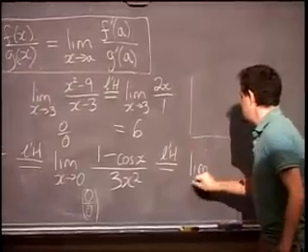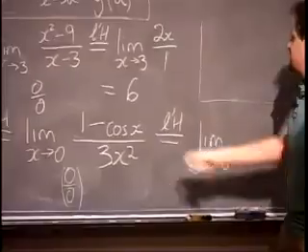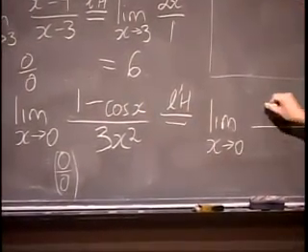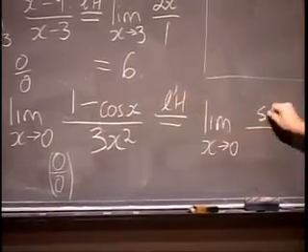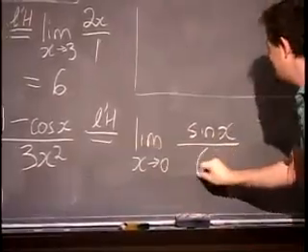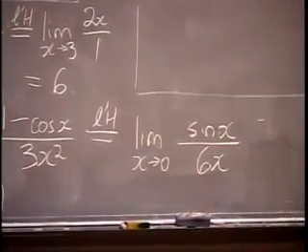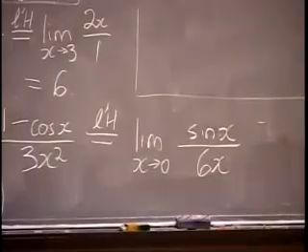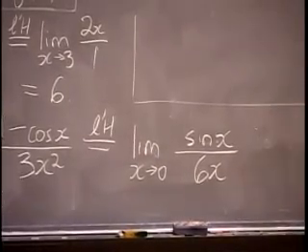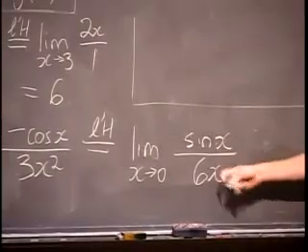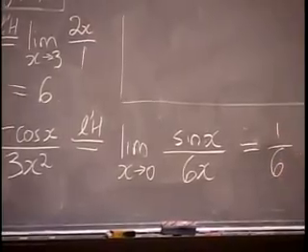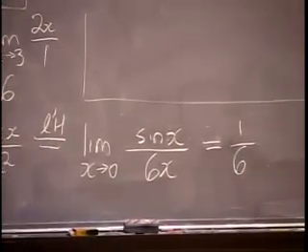And I get the limit as x goes to 0. Derivative of 1 is nothing. The derivative of cosine is minus sine, so actually we have minus minus sine x, so that's just sine x. And on the bottom, the derivative of 3x squared is 6x. Now, actually, you could use L'Hopital's rule once again if you like. It's a 0 over 0 again, and you could just differentiate it, and you'll get the right answer. But we already know that the limit of sine x over x is 1. So with the factor of 6 there, we get 1/6. So that's the value of that limit.